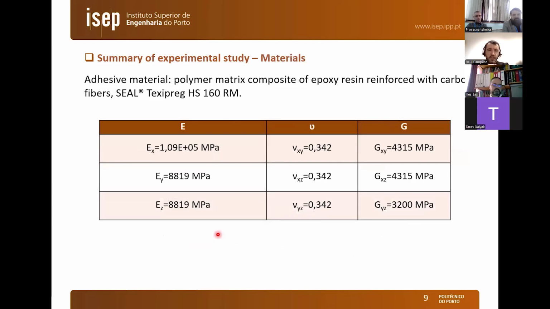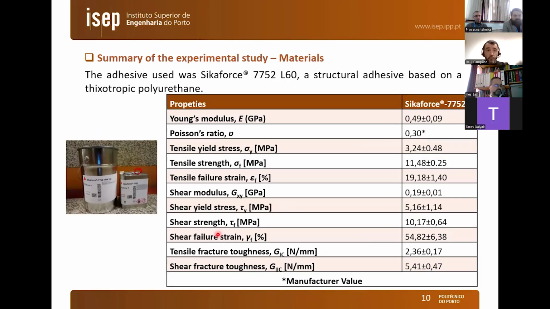In terms of materials, the adherends were made of a composite prepreg, SEAL Texipreg 160 RM, which will be addressed in the numerical simulations as elastic orthotropic with these properties that were previously defined in the previous work and which will be directly applied to the models. We are going to consider a polyurethane-based adhesive, the Force 7752, which is considered a structural adhesive and which was already characterized regarding mechanical testing and fracture testing in previous work.